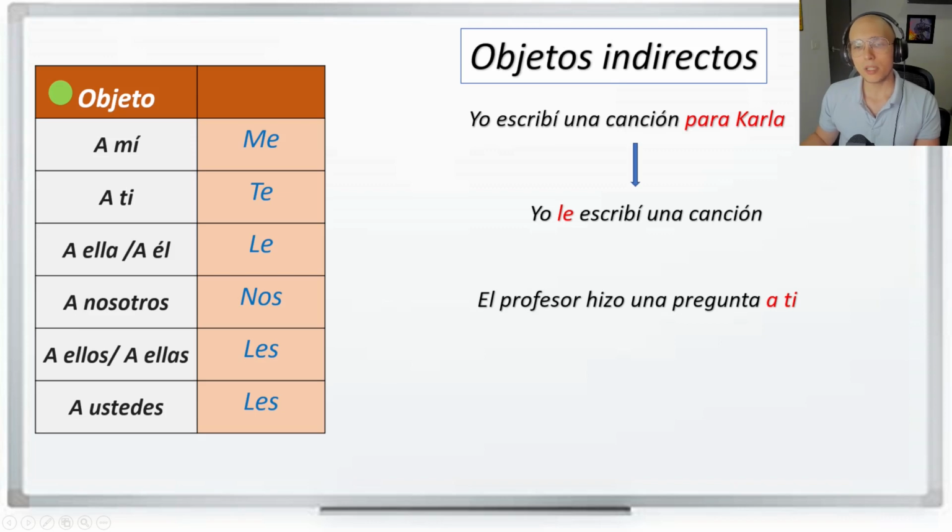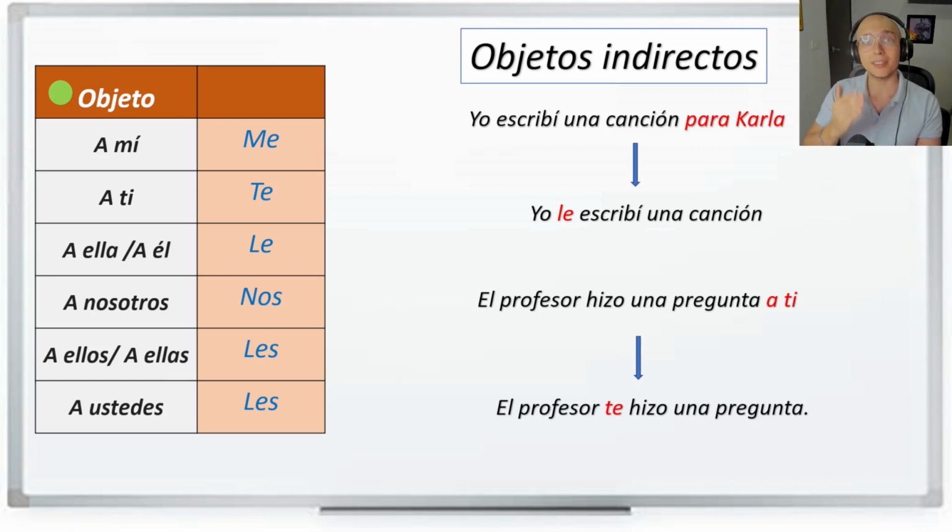El profesor hizo una pregunta a ti. The professor made a question to you. Ahora tenemos a ti. We substitute for te. And we say, el profesor te hizo una pregunta. One more time. El profesor te hizo una pregunta. The teacher made you a question, asked you a question.